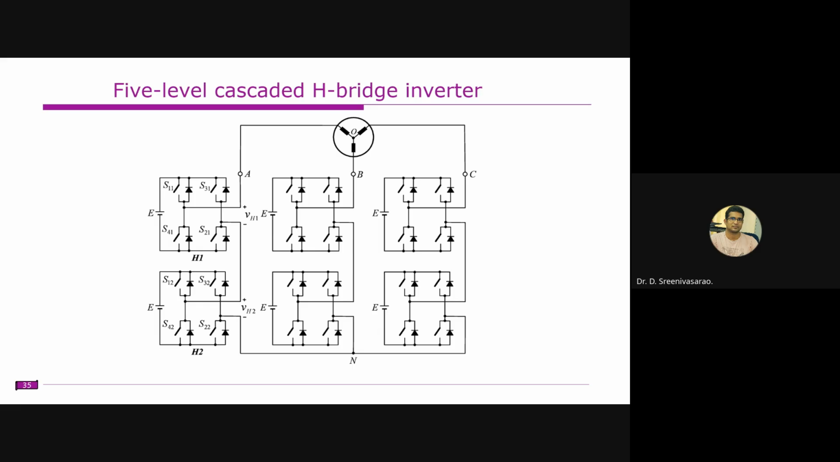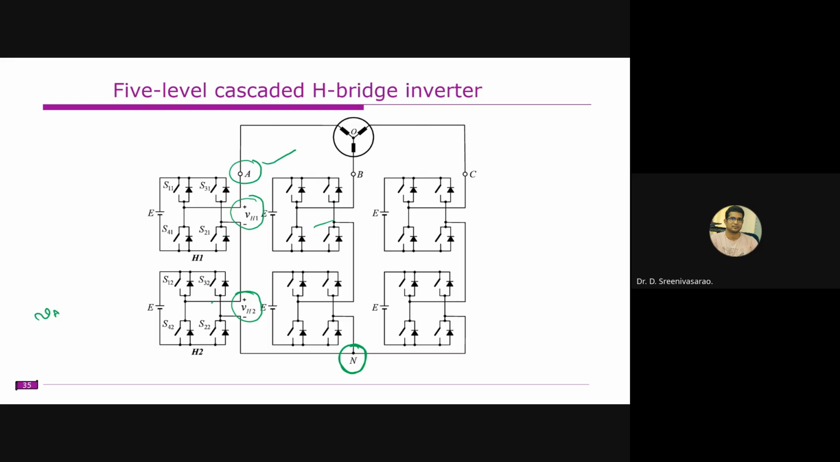Right. So here multiple H bridges are connected in cascade. So this is one H bridge, this is another H bridge, likewise it is connected. Each one is producing some VH1 output, this is producing VH2 output. These two outputs are connected in cascade, and this forms the A phase, VAN. So this forms the A phase, alright, VAN.